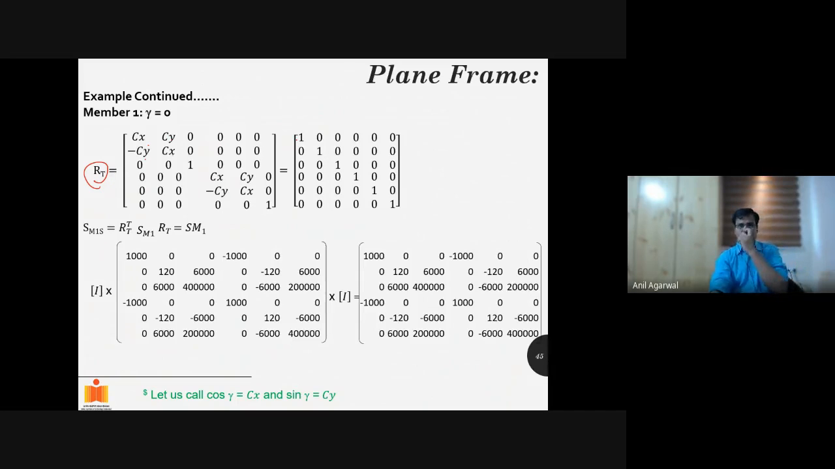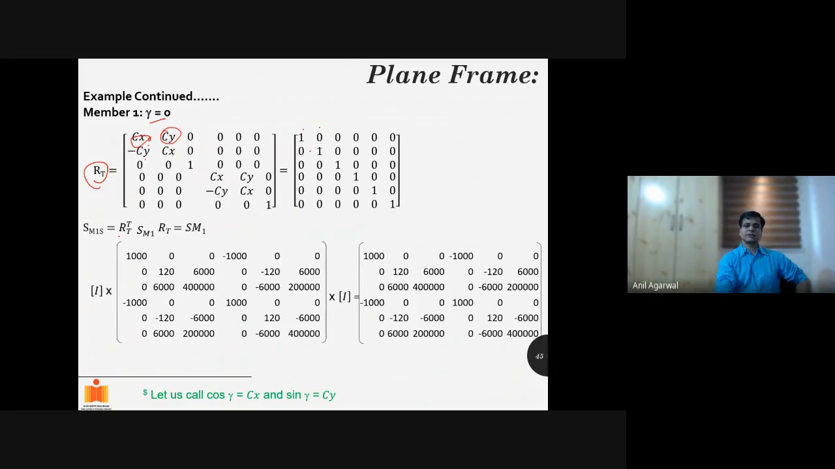Okay. So if I take gamma as 0, then cos gamma, that is Cx, is 1. Sine gamma is 0, right? So you get 1, 0, 0, 1. And likewise, you will see that you get an identity matrix. All the diagonal terms are 1, the rest of the matrix is 0.